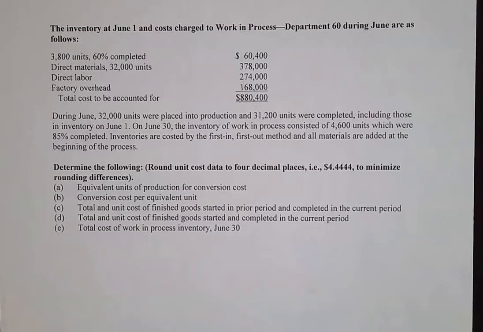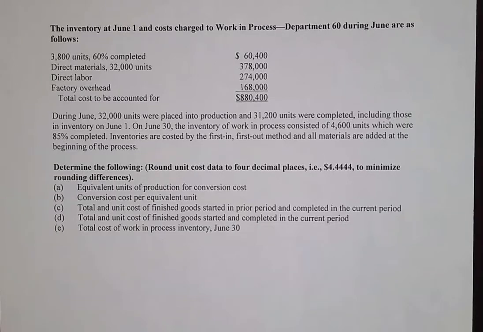I will do my best to keep the page situated where we can see the relevant facts at any one point in time. So here we are. This whole video is going to be over one question. It says the inventory at June 1 and cost charged to work in process for Department 60 during the month of June are as follows.